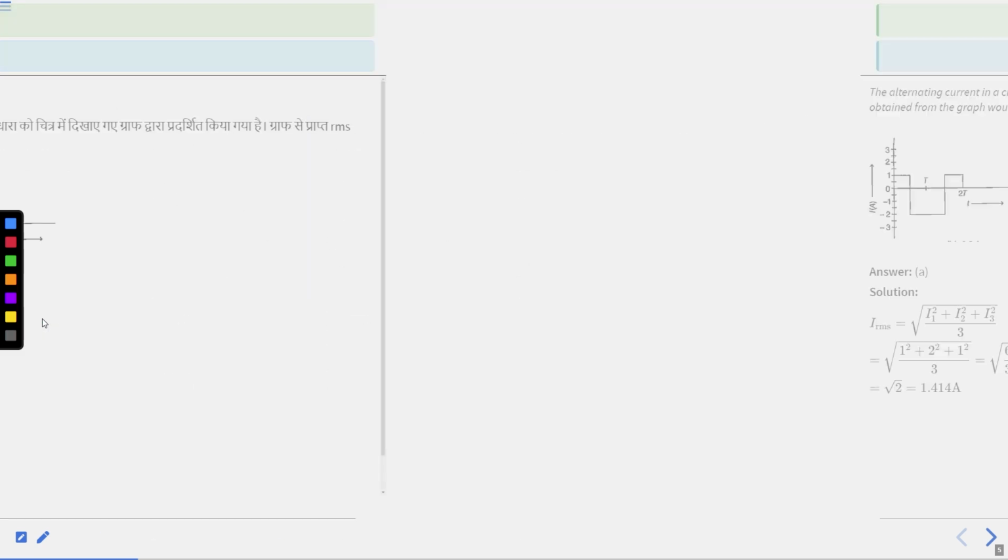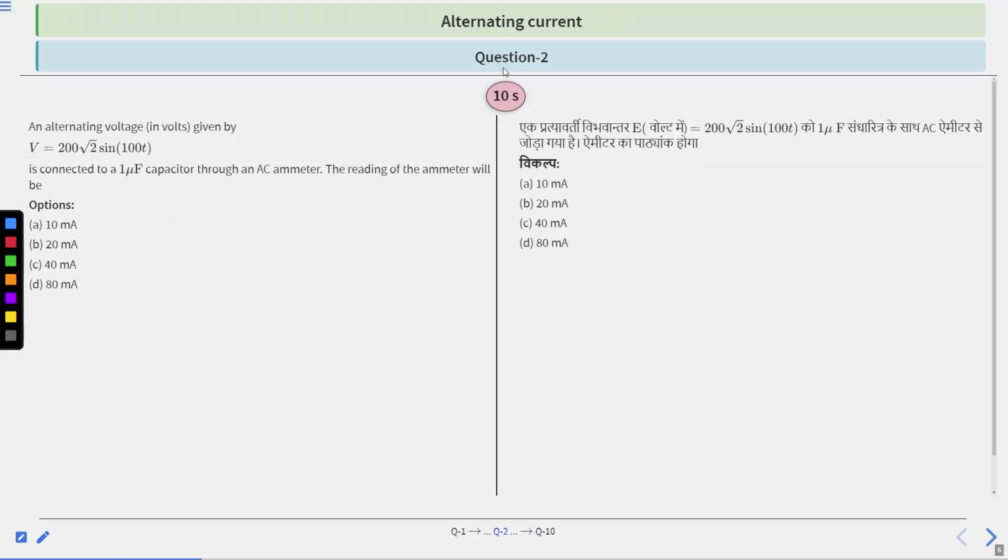Next question. Question second. An alternating voltage in volts is given by V equal to 200 root 2 sine 100t. This is the alternating voltage. Clear? It is connected to a 1 microfarad capacitor through an AC ammeter. The reading of the ammeter will be what? So this question asks about the reading of the ammeter.